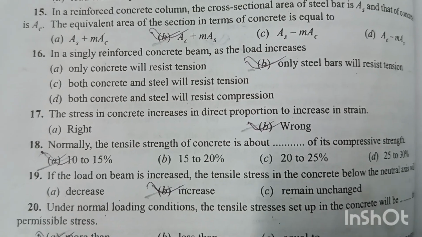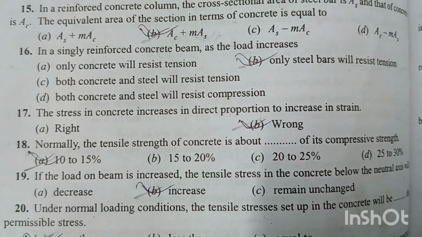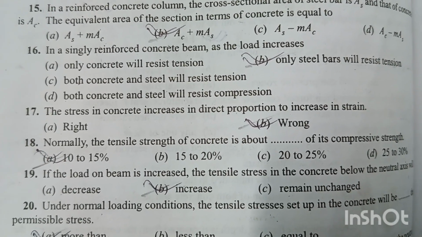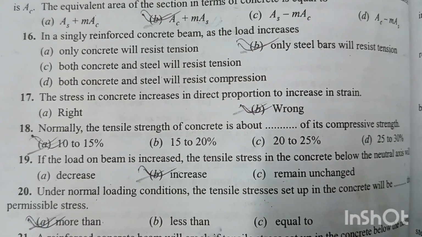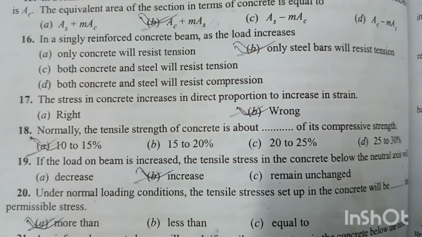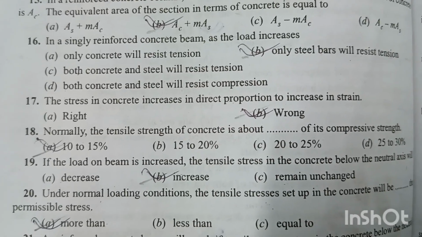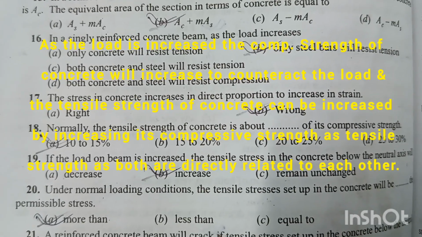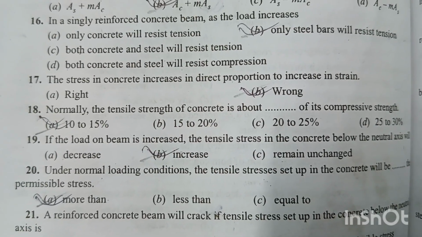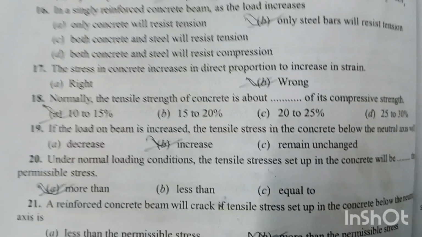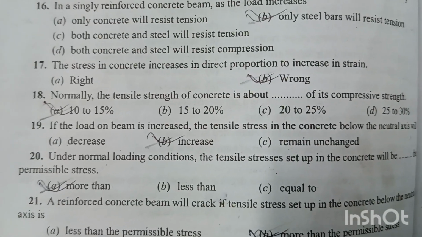Question number 18. Normally, the tensile strength of concrete is about 10 to 15% of its compressive strength. Option A is right answer. Question number 19. If the load on the beam is increased, the tensile stress in the concrete below the neutral axis will increase. Option B is right answer. Question number 20. Under normal loading condition, the tensile stress set up in the concrete will be more than the permissible stress. Option A is right answer.